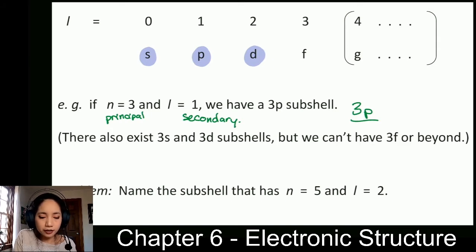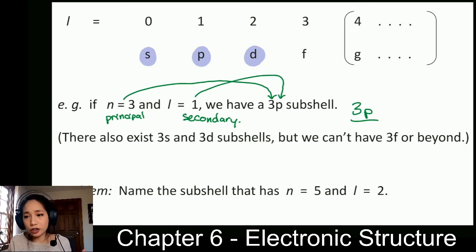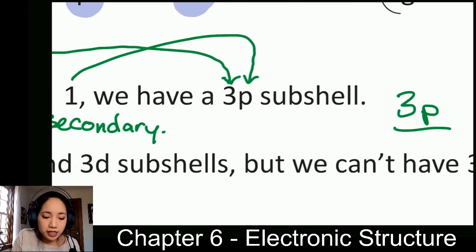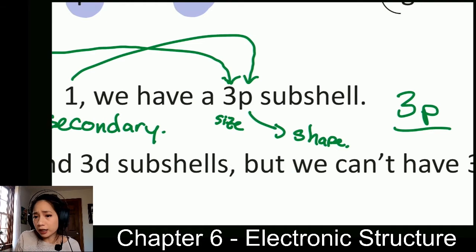So that's what I have here. The n number, our principal, is denoted at the beginning to indicate this is n equals 3, and then the p comes from our L secondary quantum number. That's our shape. So essentially what these tell us is that 3 tells us the size of the subshell or orbital, and p tells us the shape. So just in a number and a letter, we can determine its size and its shape.